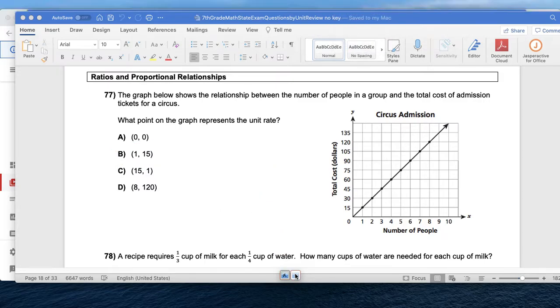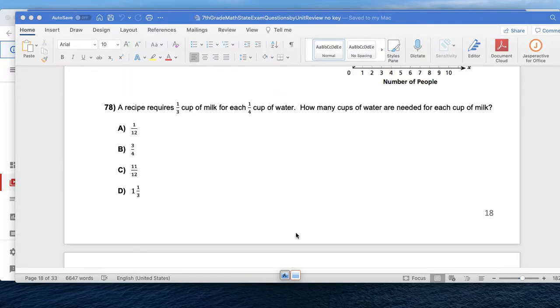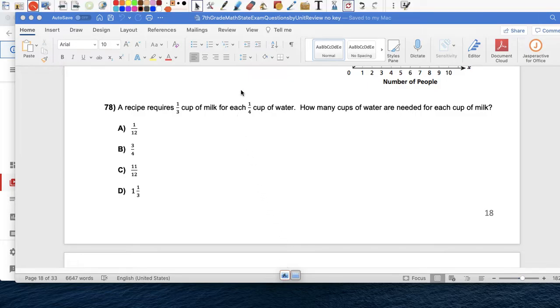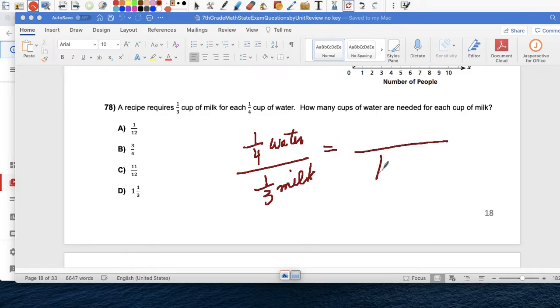78. Recipe requires 1/3 cup of milk for each 1/4 cup of water. How many cups of water needed for each cup of milk? Alright, so 1/4 cup of water for 1/3 cup of milk. Now I wrote milk at the bottom because I need to know if I use 1 cup of milk, the question is how many cups of water do I need, right? That's the question. That's basically asking you for the unit rate.